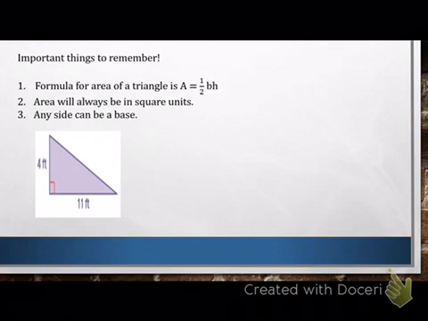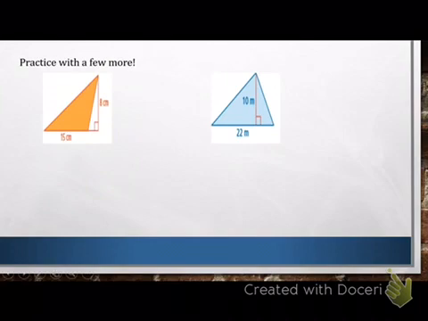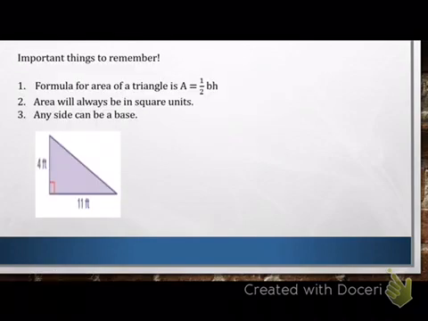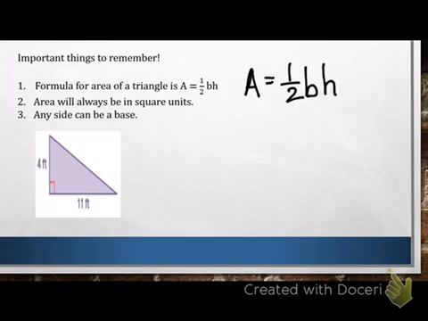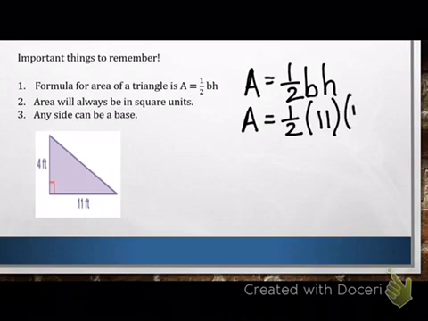Now, to solve, you're going to do the same thing you did before. You're going to start with your formula. A equals 1/2 BH. I don't know my area, so my A stays. My 1/2 will always be there. My base is 11, and my height is 4. So I'm going to be multiplying all three of these together.